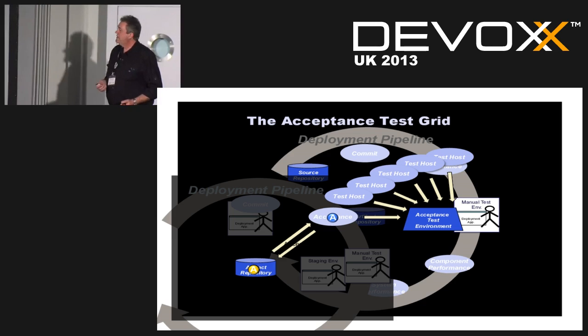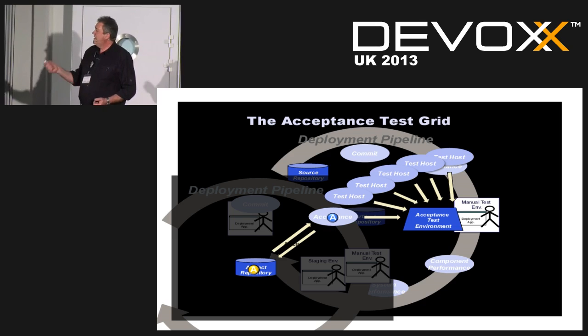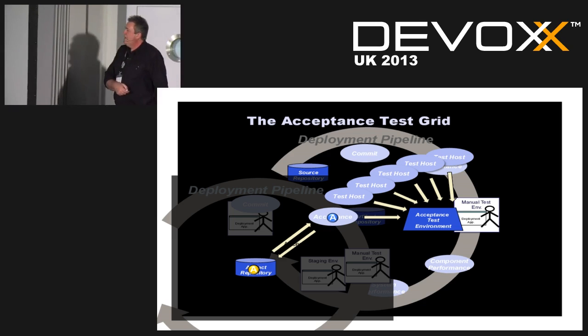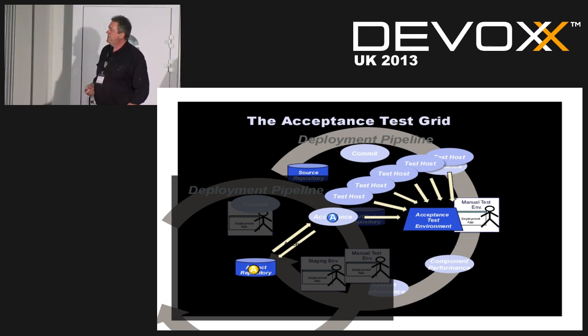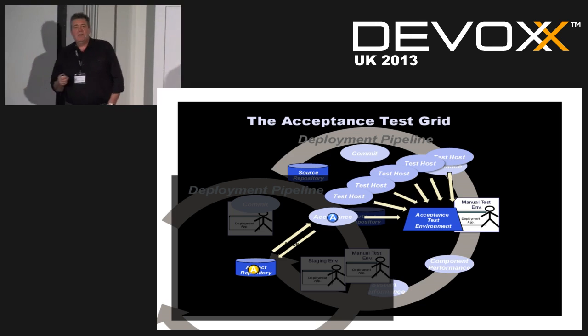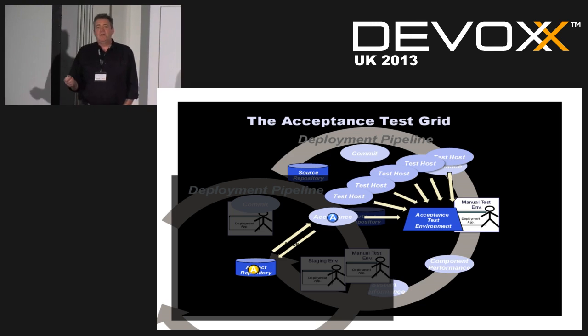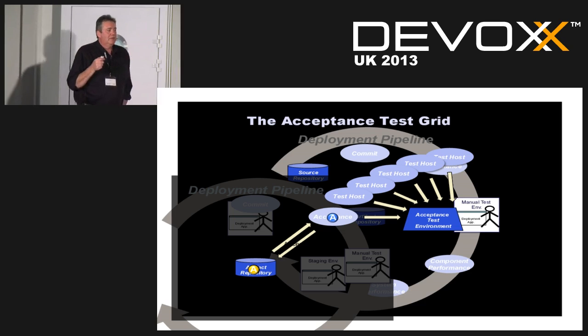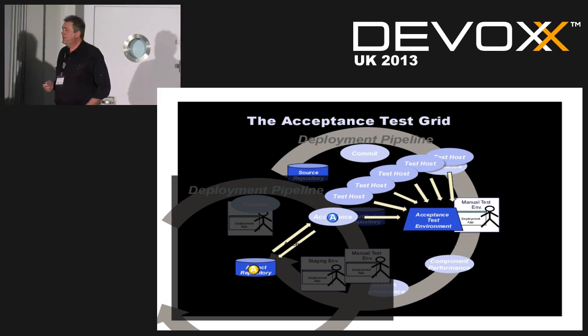And the acceptance test environment is where they'd be run. As I said, it would start with the artifact repository. So let's imagine a release candidate in the artifact repository, and the acceptance test environment has just completed a run. It goes and looks for the most recent release candidate in the artifact repository.